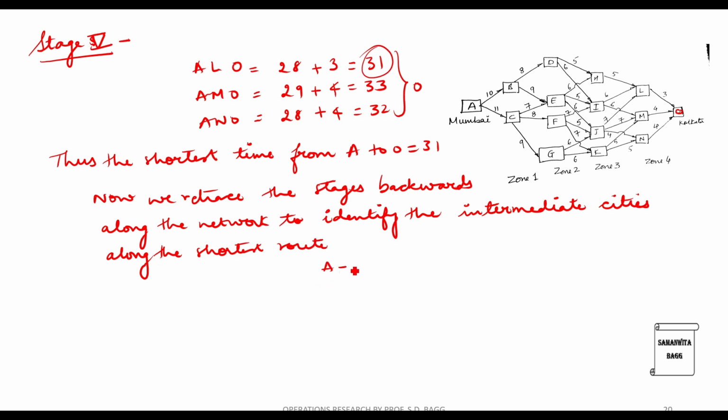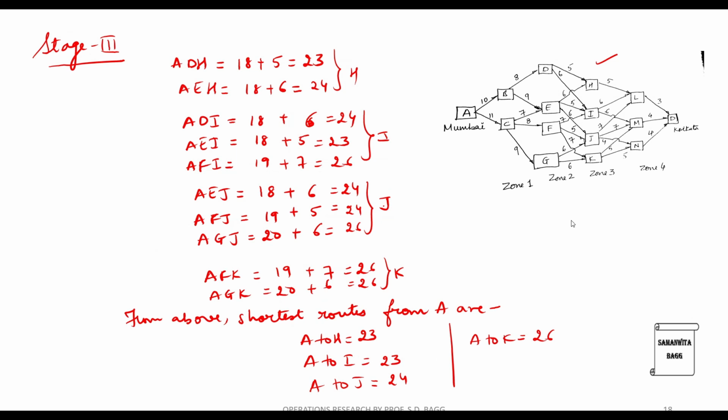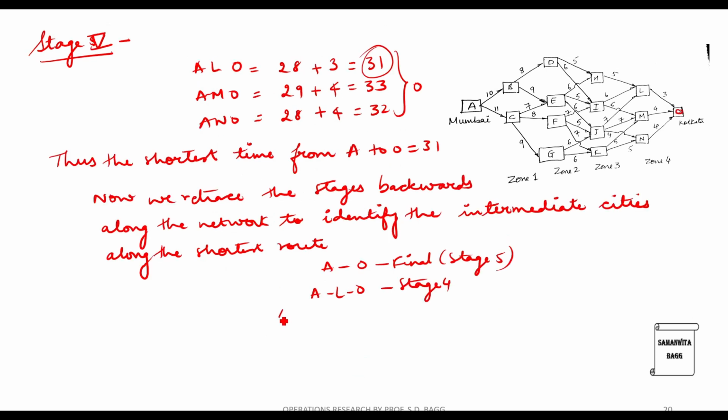So you can see A to O was the final value. That is stage 5. Then we'll go back to stage 4 where we have ALO, one stage behind. Then we'll go one stage behind and we find that when you come to L, the shortest path was through H because it was the minimum value, AHL over here for L alone. This is AHLO, stage 3.